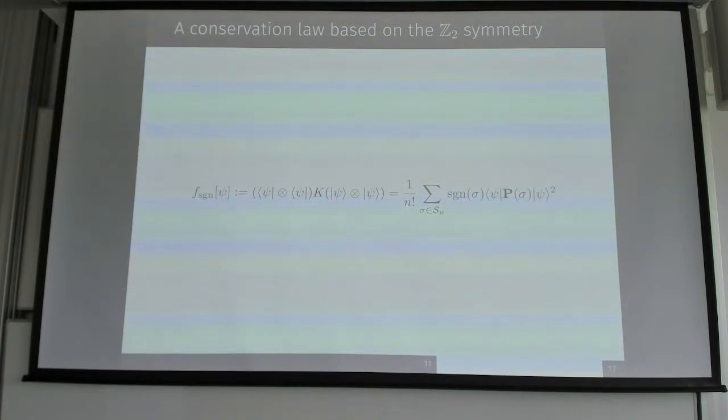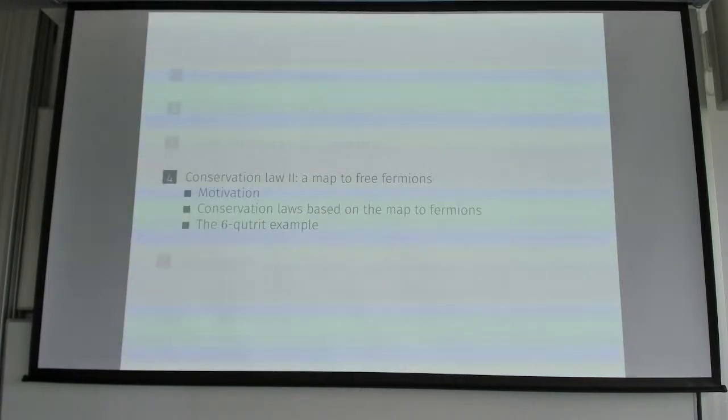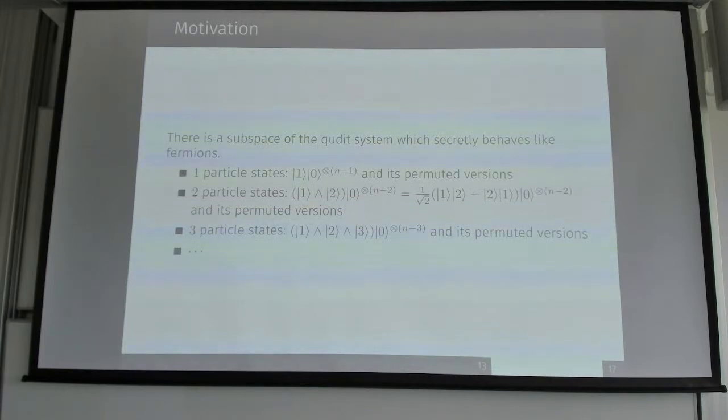Okay, I'm almost running out of time, but I just want to quickly explain the second type of conservation law, which basically maps subsectors of the system to a fermionic system. The mapping works as follows. We view these states as one fermion state, and this is like a two fermion state, etc. And think of always permutative versions. Then we can map these subsectors to a fermionic system.